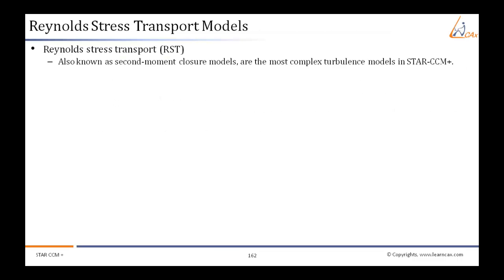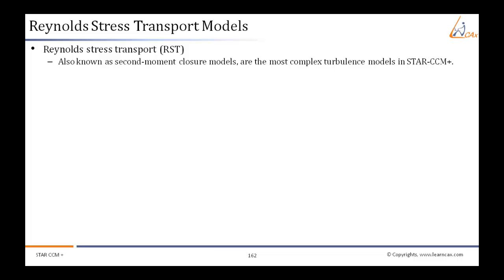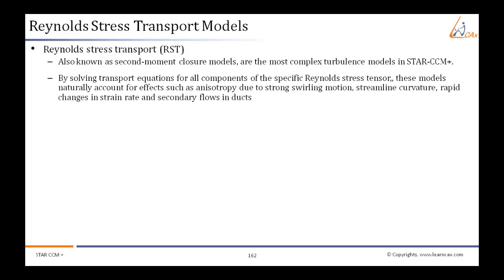Last is the Reynolds stress transport or RST. Also known as second moment closure models, this is the most complex turbulence models in Star CCM+. By solving transport equations for all components of the specific Reynolds stress tensor, these models naturally account for effects such as anisotropy due to strong swirling motion, streamline curvature, rapid changes in strain rate and secondary flows in ducts.